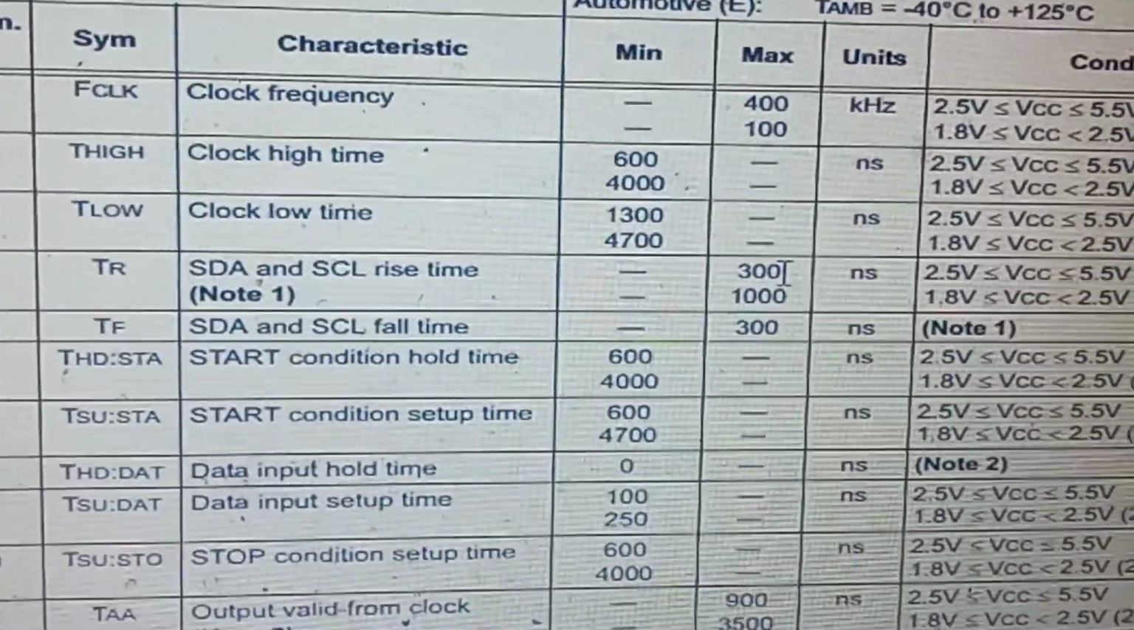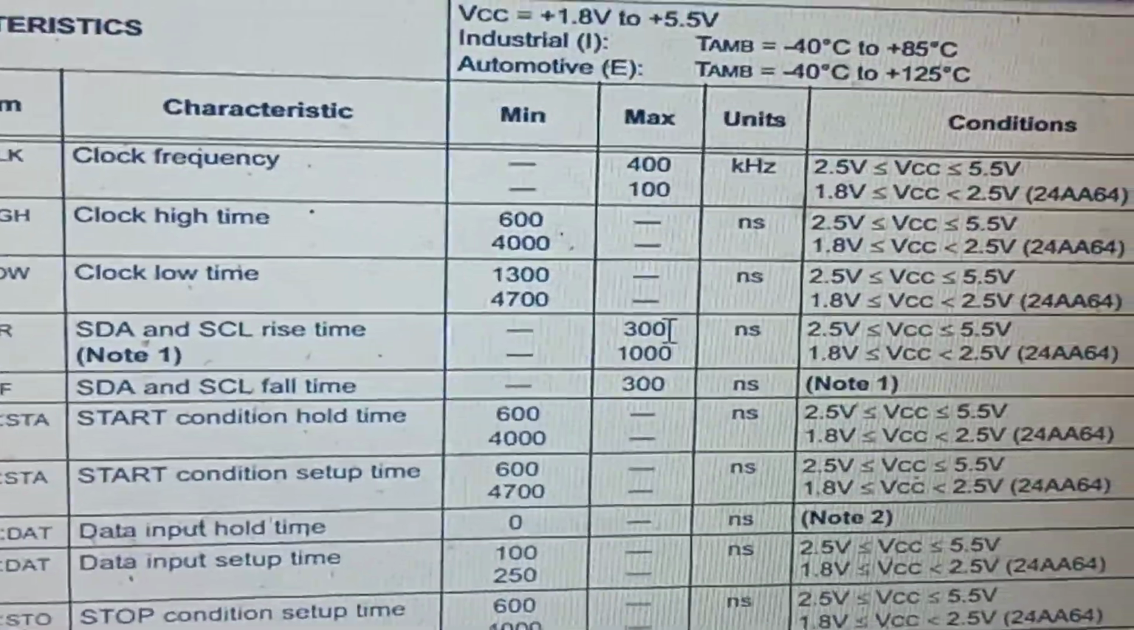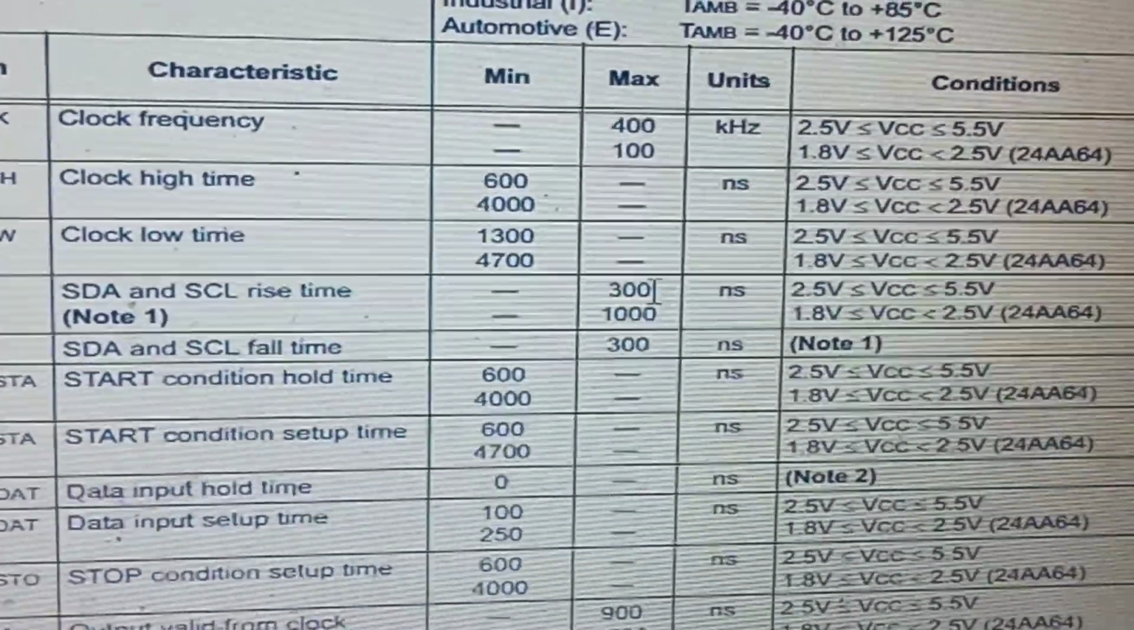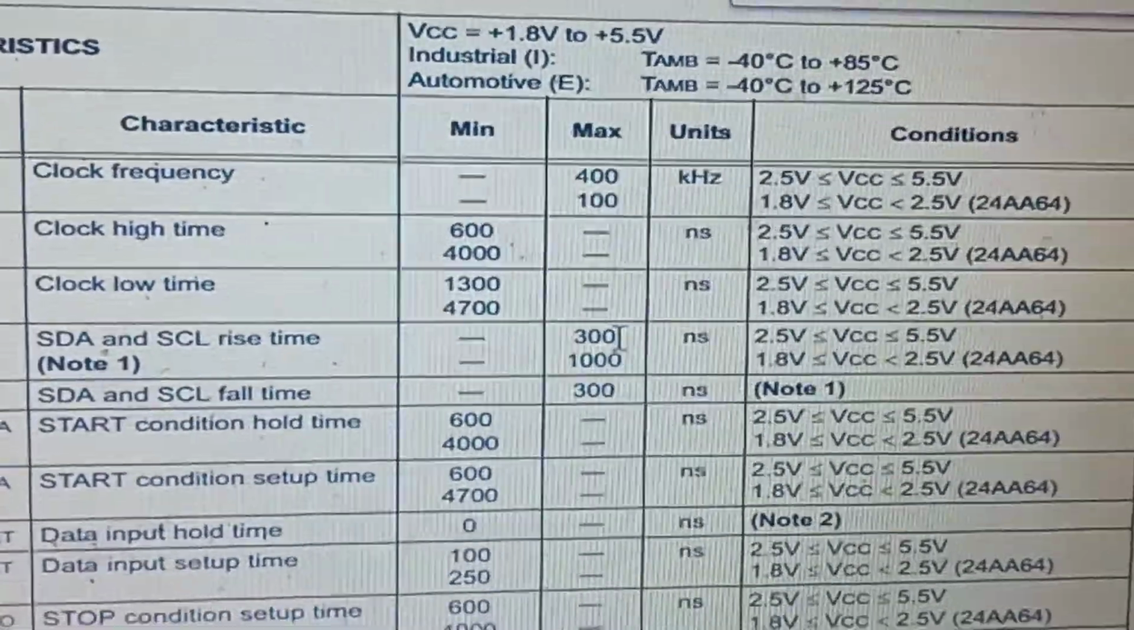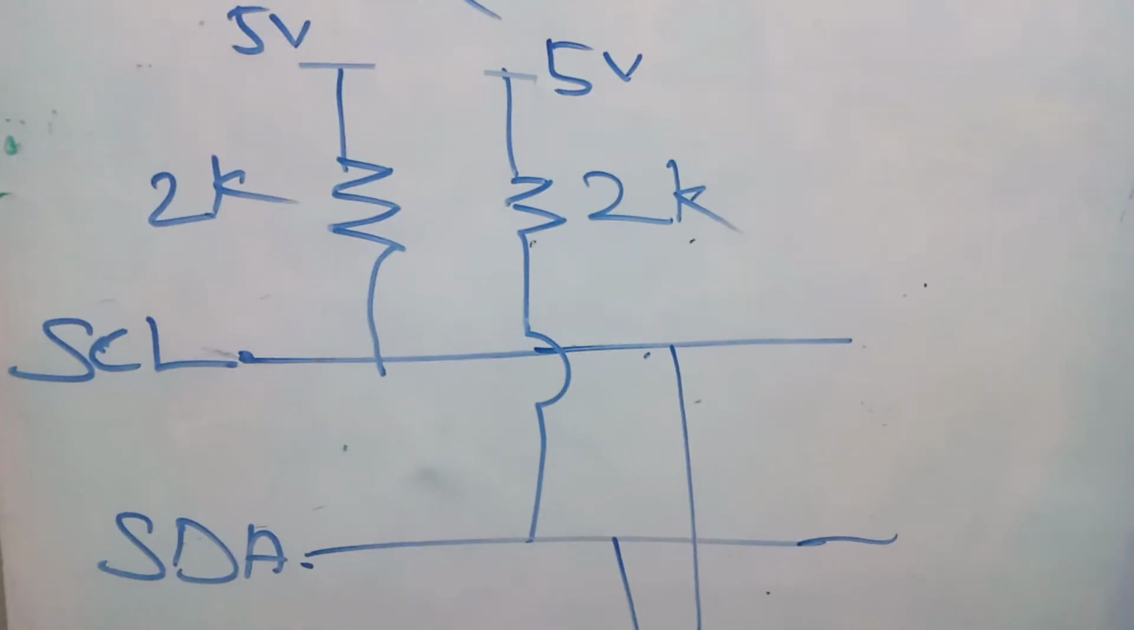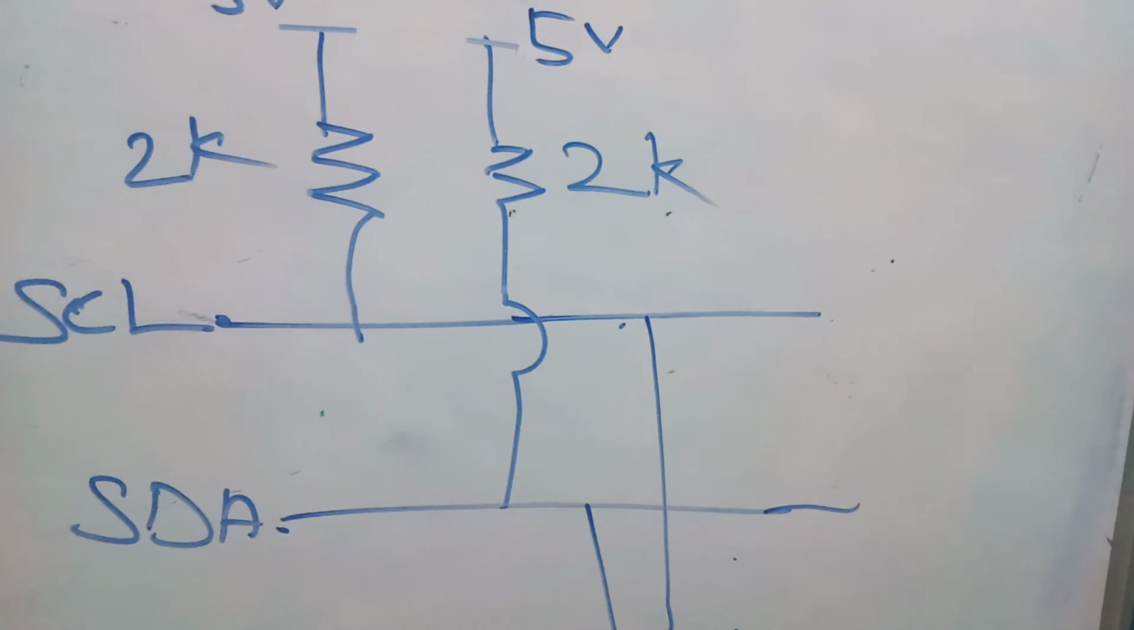We discussed the SDA and SCL rise time TR in the PPT. Here they clearly mention 300 nanoseconds and 1000 nanoseconds in the data sheet. You can see that. So we can choose the pull-up resistor like that.